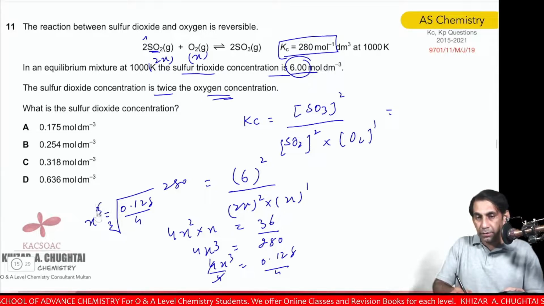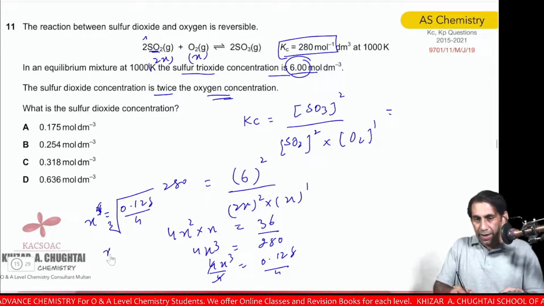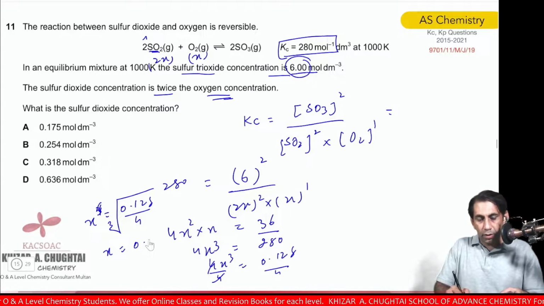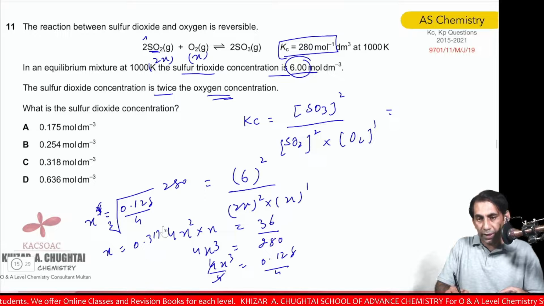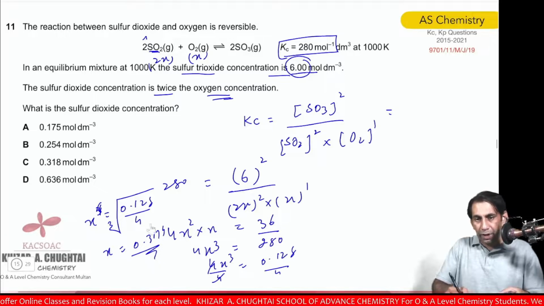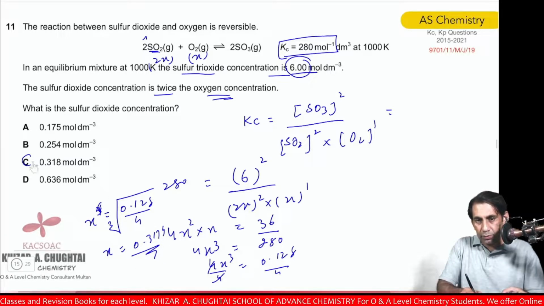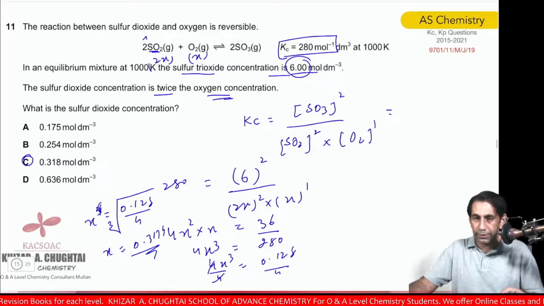So x is equal to this one, and the answer of x is equal to 0.317 something, like that. So the appropriate option or answer is C. This is the correct answer.